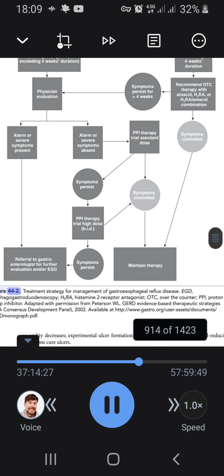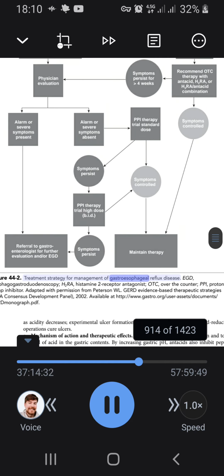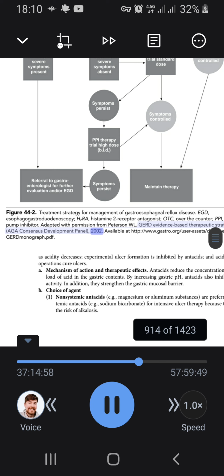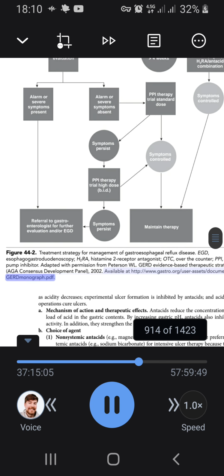Figure 44-2. Treatment strategy for management of gastroesophageal reflux disease. EGD, esophagogastroduodenoscopy. H2RA, histamine 2 receptor antagonist. OTC, over-the-counter. PPI, proton pump inhibitor. Adapted with permission from Peterson W.L. GERD Evidence-Based Therapeutic Strategies, AGA Consensus Development Panel, 2002. Available at www.gastro.org/user-assets/documents/GERD-monograph.pdf.